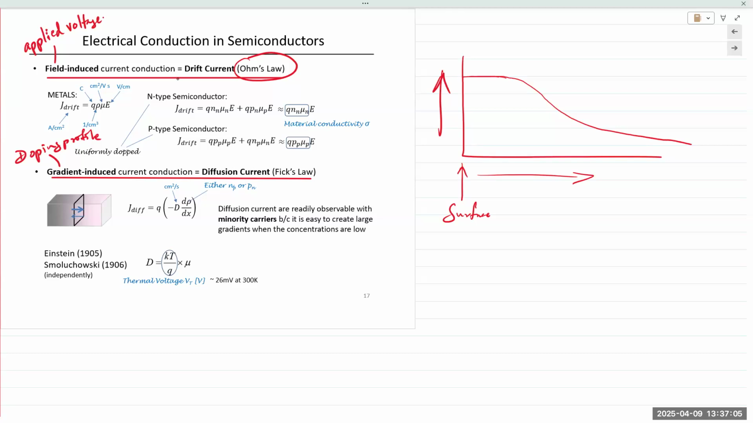Diffusion current, and this equation right here is also known as Einstein's equation, kT over q. It's also known as the thermal voltage, VT.